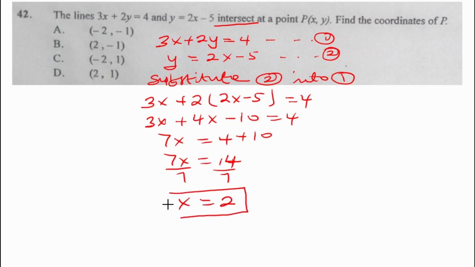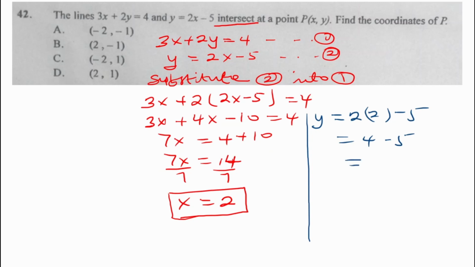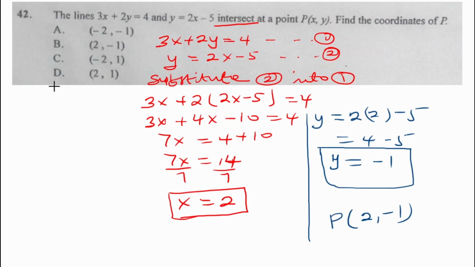Then now we substitute this into equation 2 because that is very easy to do. So equation 2 now becomes y equals 2, wherever we see x we put 2 there, minus 5. So y will be equal to 4 minus 5, which is negative 1. Let me write the y here. So the coordinate of the point P will now be (2, -1). And looking through the options, that is option B.